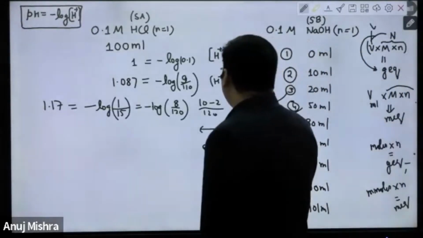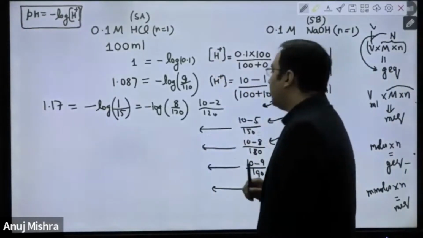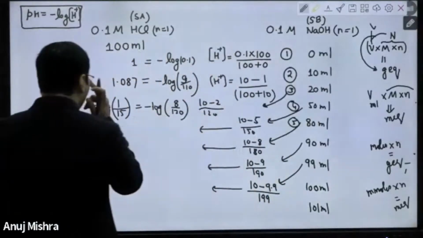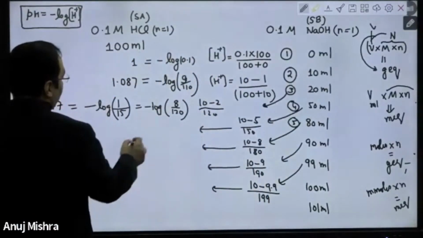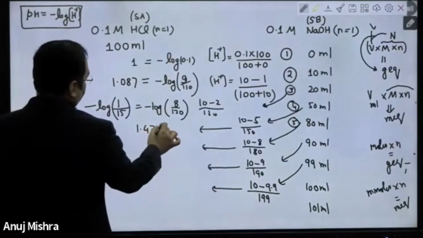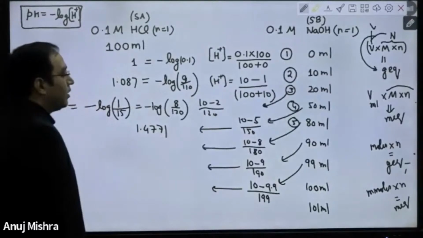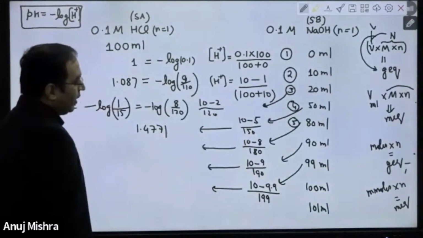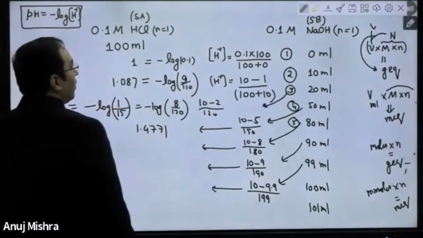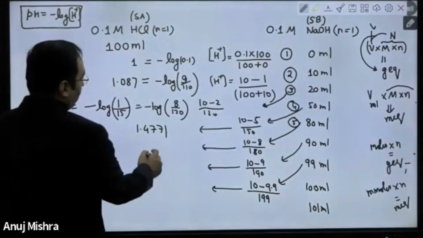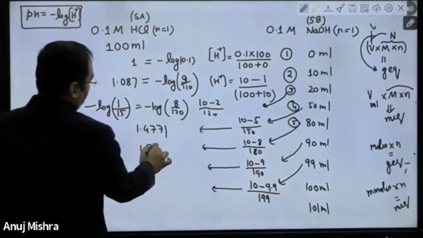Ten minus 5/150 is 5/150 is 1/30. 1/30 is how much? It will be 1.47. Next is 2/180. 2/180 is 1/90. 1/90 will come 1.9542. कितने आ रहा है?